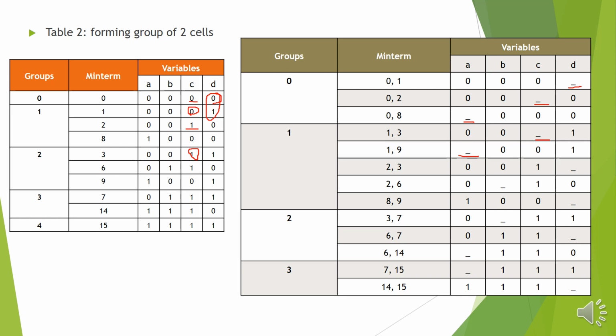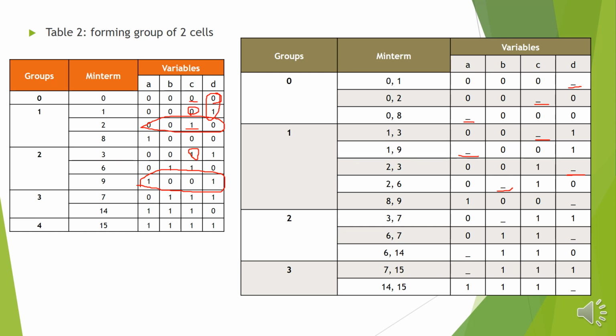Then 1 is over. Then compare with 2 and 3. 2, 3 is also possible. D is the logically adjacent cell. And 2 with 6 is also possible, where B is the logical adjacent cell. And 2 with 9 is not possible, because if you compare 2 with 9, you can observe that more than one variable is changing, so it won't come into the picture.